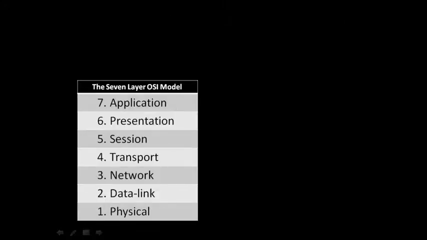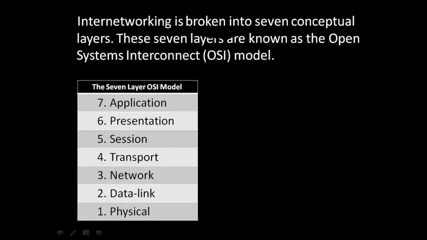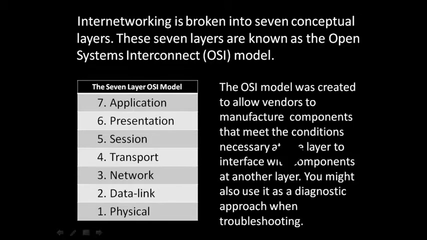Behold, the 7-layer Open Systems Interconnect model! Internetworking is broken into 7 conceptual layers. These 7 layers are known as the Open Systems Interconnect, or OSI, model. The OSI model was created to allow vendors to manufacture components that meet the conditions necessary at one layer to interface with components at another layer. You might also use it as a diagnostic approach when troubleshooting. Let's examine each of the OSI's 7 layers.